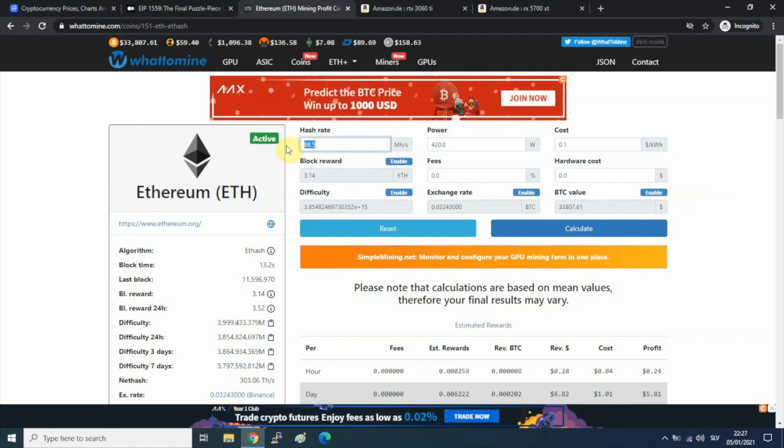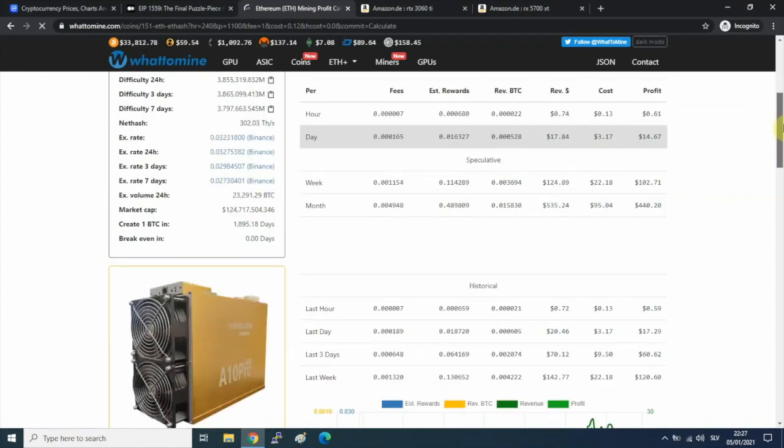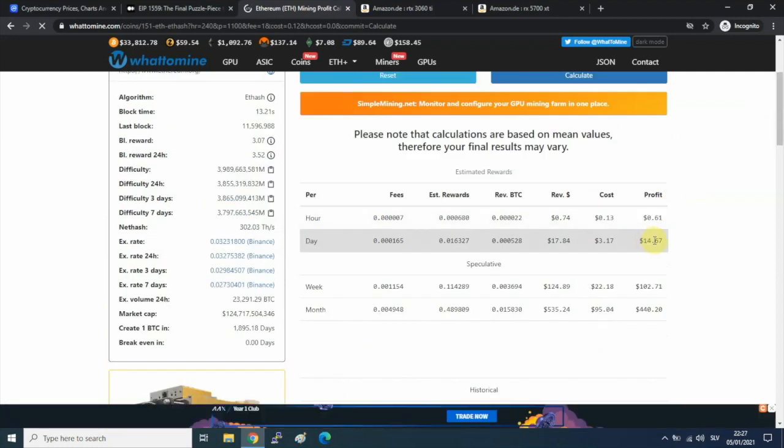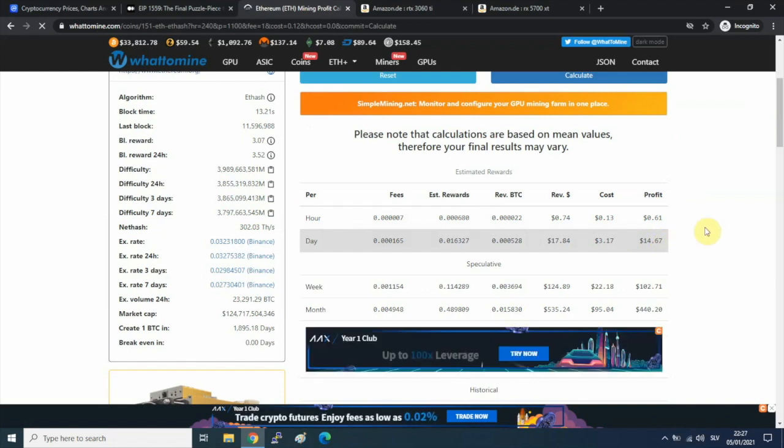Let's take an average rig of, let's say, 8x RX 580. You get roughly 240 mega hash at 1100 watts. At let's say $0.12 per kilowatt hour, the fee will take 1%, and let's press calculate. At the moment you are getting around $14 and a half of profit per day.